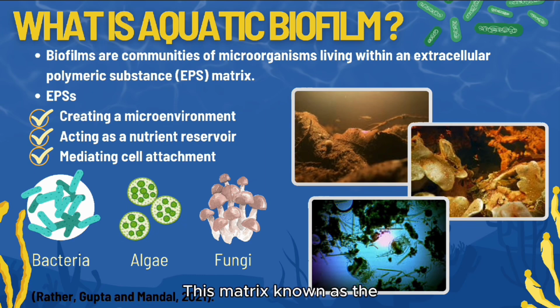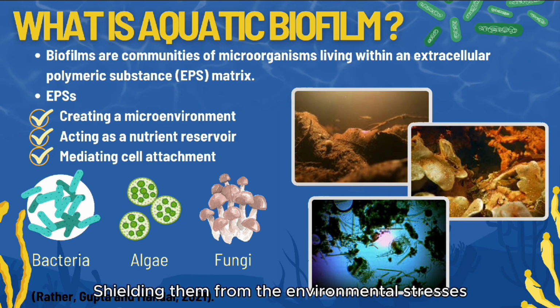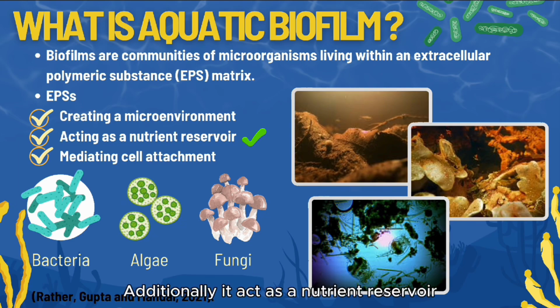This matrix, known as the extracellular polymeric substances, or EPS, plays a vital role in forming biofilms by maintaining their structure. The EPS matrix has several key functions. First, it helps to create a protective microenvironment for the microorganisms, shielding them from environmental stresses. Additionally, it acts as a nutrient reservoir, where enzymes can break down the trapped nutrients for the cells within the biofilms. Finally, EPS aids in cell attachment, allowing the biofilms to establish on various surfaces.